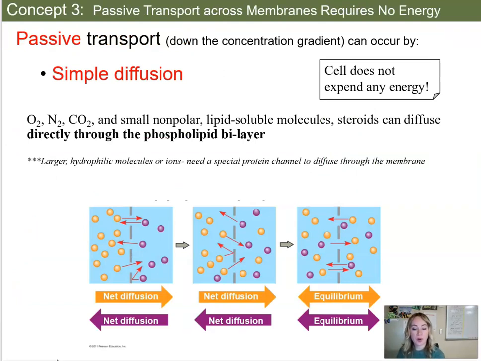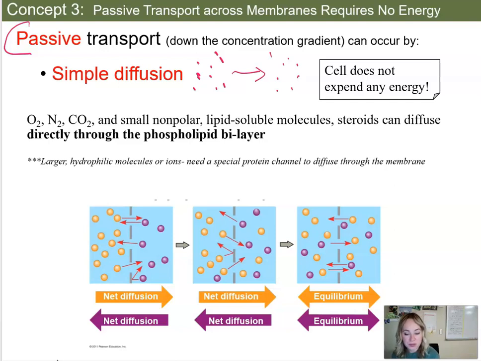So one example of the way molecules can move across the membrane would be passive transport. Just like the term suggests, this type of movement does not require energy because molecules are moving down the concentration gradient. So in other words, we have high concentration and they're moving to where they have low concentration. So they're going down that gradient. So we call this simple diffusion.